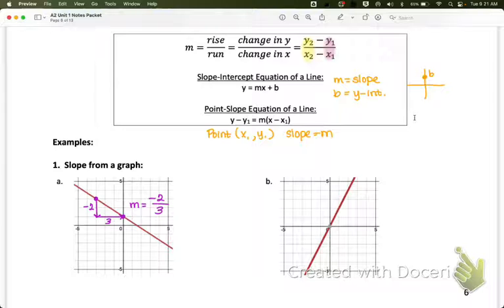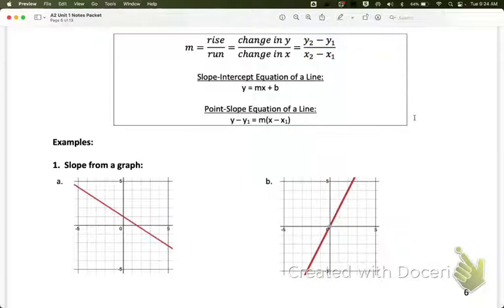Pause the video, take a moment to try B on your own. Okay, pick two friendly points. I've already got 0, 0 marked. This looks like another good one. So moving from right to left, I first need to go up 2, so that's positive, and then to the right 1, so that's positive. So our slope, rise over run, is 2 over 1, but really that's just the number 2.